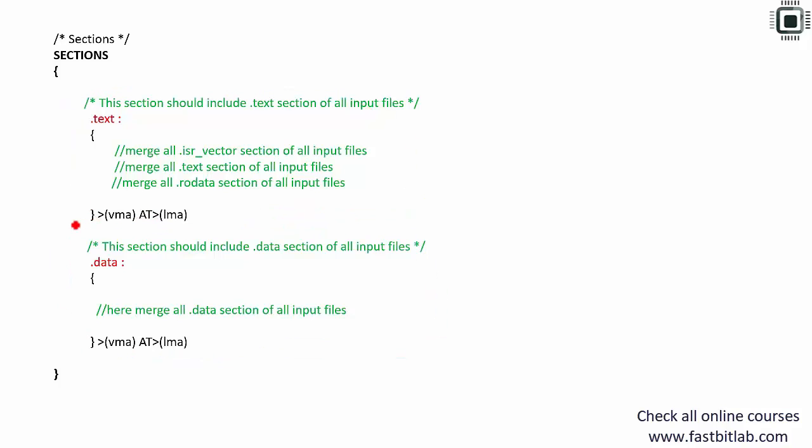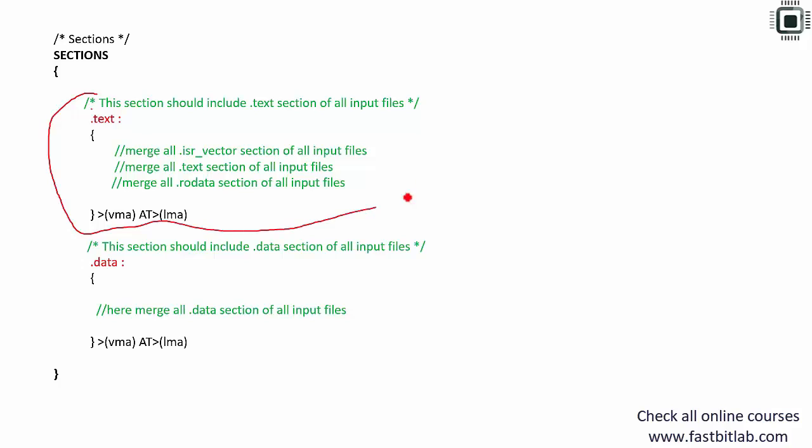This command instructs the linker to create two sections in the final output file generated. In this case, the output file is nothing but the .elf file. The sections will appear exactly in this order. First, the .text section will appear, followed by the .data section.